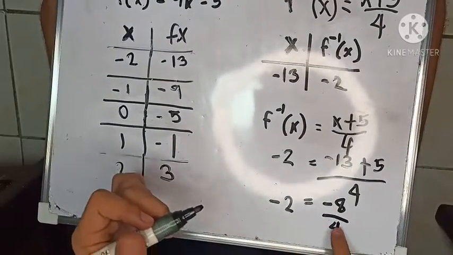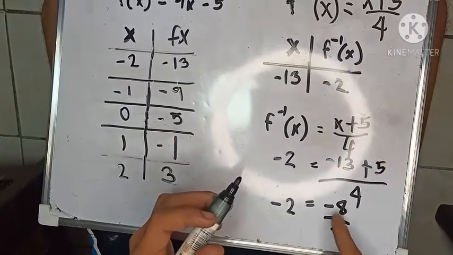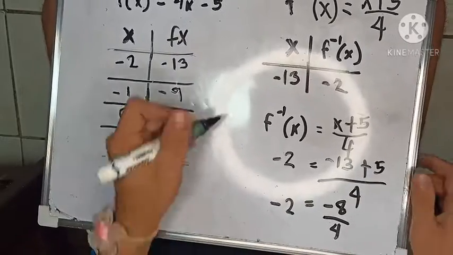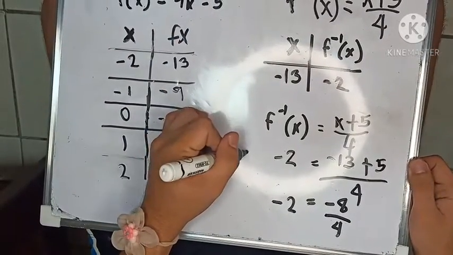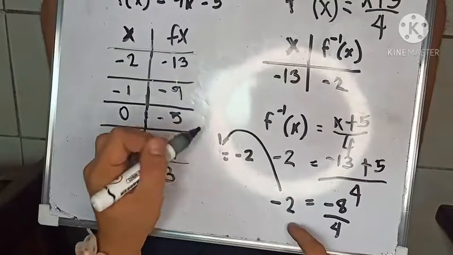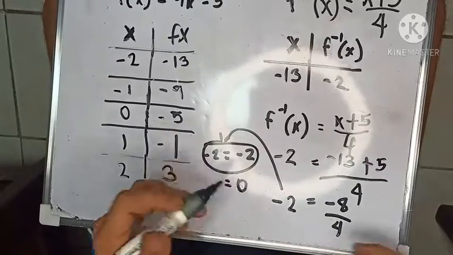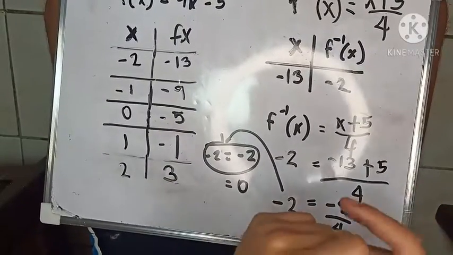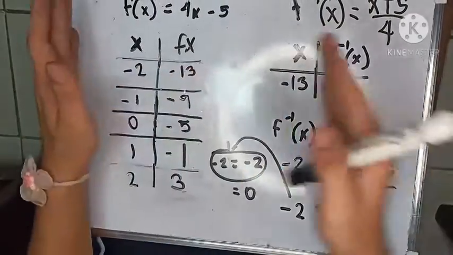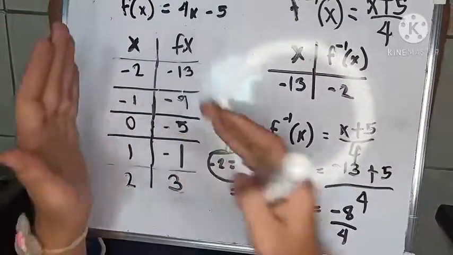So this would be a fraction that we divide. So negative 8 divided by 4, the result should be negative 2. So we take this negative 2, negative 2, and it equals 0. Okay, so as we have proven this one, this could be the same as the inverse function example from this side.